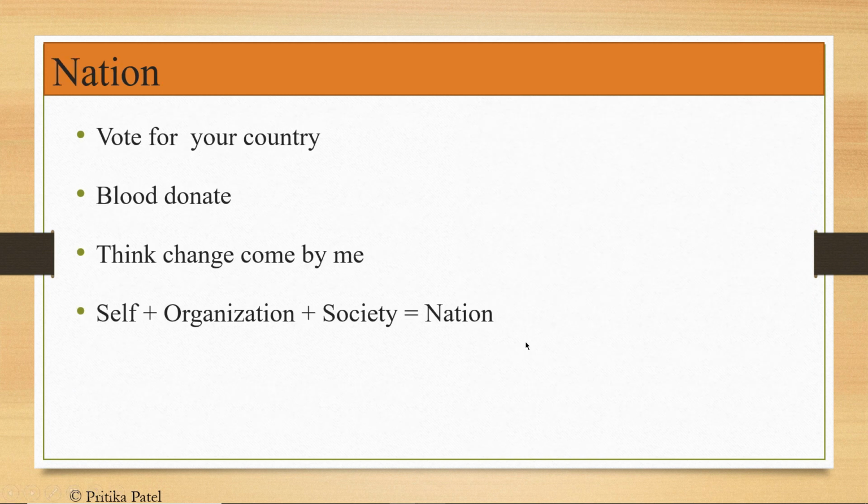Now next is nation. For our country, we have to donate blood for our nation. Think change comes by me. It means if we want to change the nation, then first we have to start from ourselves, from me. Then and only then can we change the nation. So, the nation is the summation of self, organization, and society. Whenever self, organization, and society combine, they create a nation.